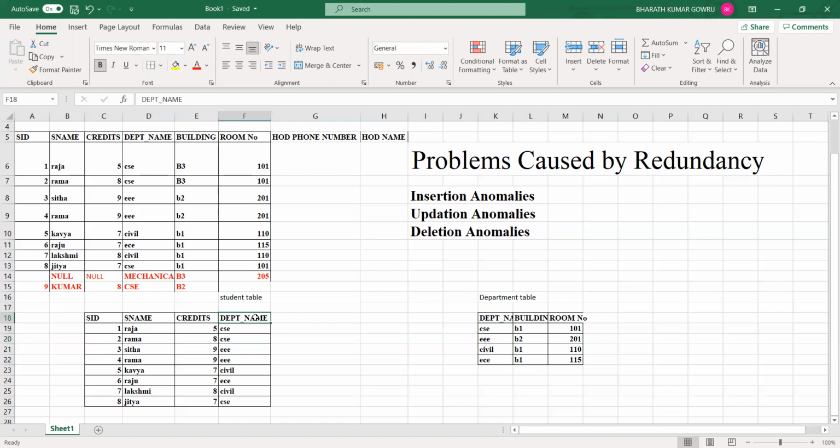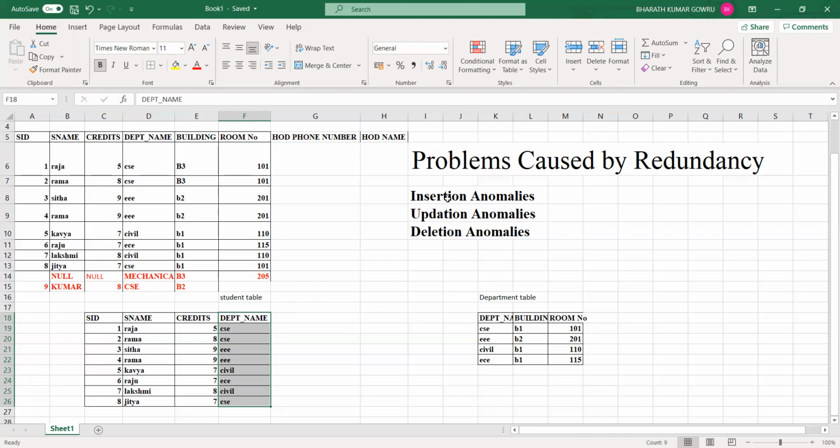So here we will mention one foreign key. What is the meaning of foreign key? The foreign key is already available in another table as the primary key. That's why in the student table, department name is the foreign key. This department name is related to the department name in the department table. This is the relation between the student table and the department table.